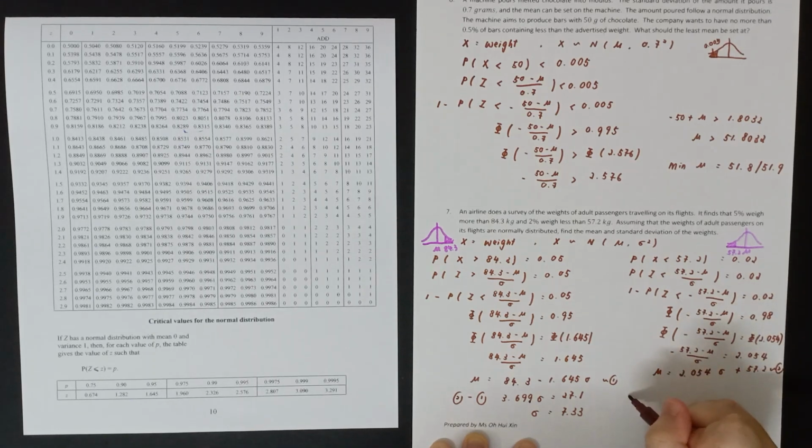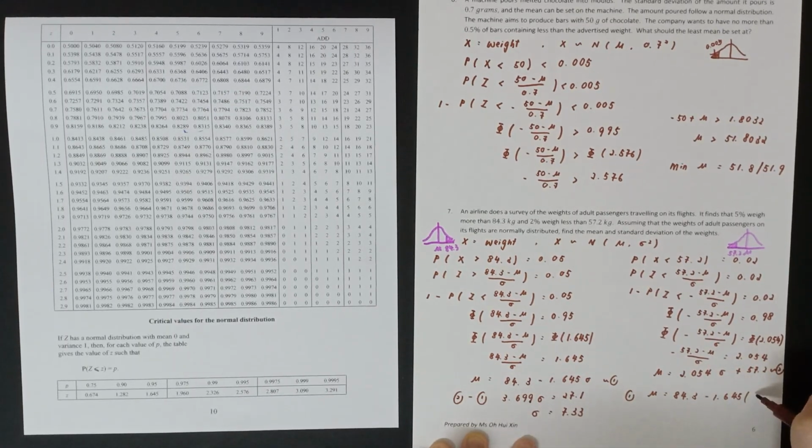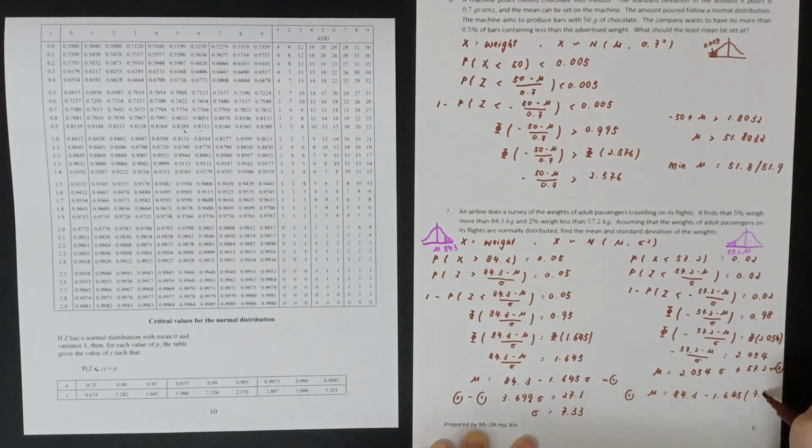Okay, so after I get this answer, I'm going to substitute into the first equation, or if you want to use the second one, it depends on you. So times the sigma here, then I'll be able to get my mu is 72.2.